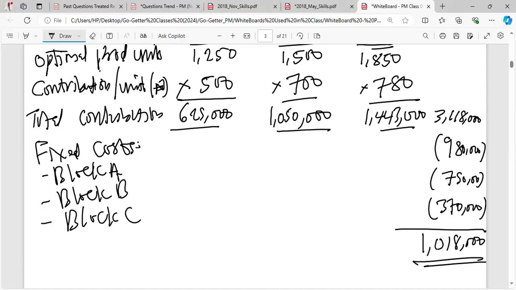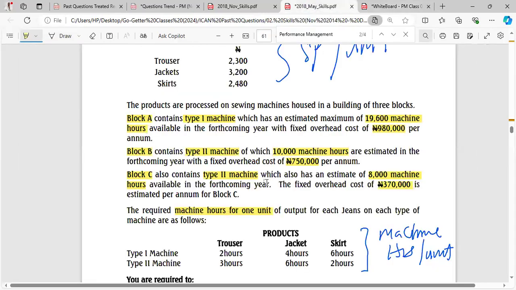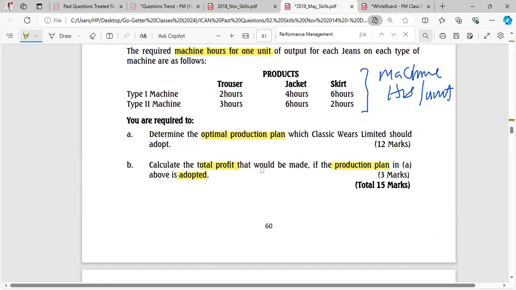So this question has been thoroughly answered. Profit for the year, that's the answer there. And there we have the answers that we require.